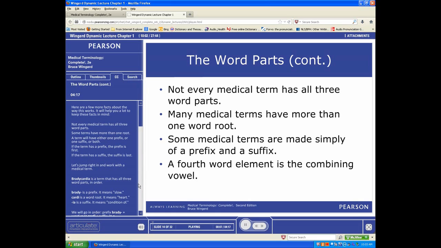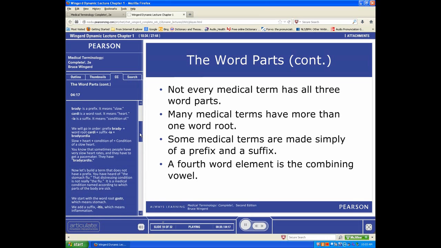Let's jump right in and work with a medical term. Bradycardia is a term that has all three word parts in order. Brady is a prefix. It means slow. Cardi is a word root. It means heart. Ia is a suffix. It means condition of. We will go in order. Prefix Brady plus word root cardi plus suffix ia equals bradycardia. Slow plus heart plus condition of equals condition of a slow heart.